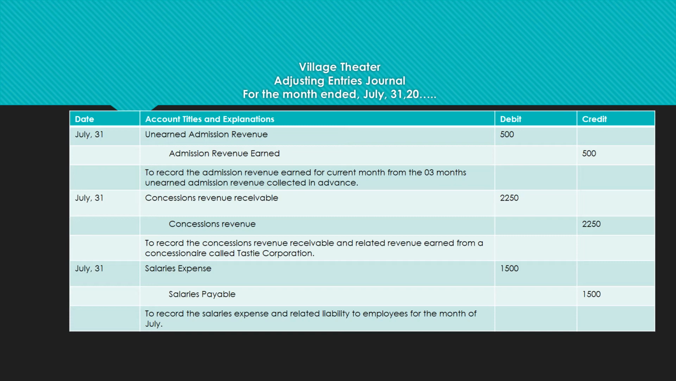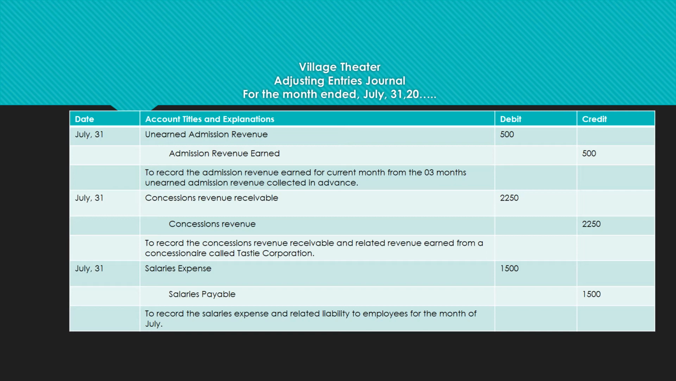Transaction F. Village Theatre receives a percentage of the revenue earned by the Testia Corporation, the concessionaire operating the Snack Bar. For Snack Bar sales in July, Testia owes Village Theatre 2250, payable on August 10. No entry has yet been made to record the revenue. Credit concession revenue.